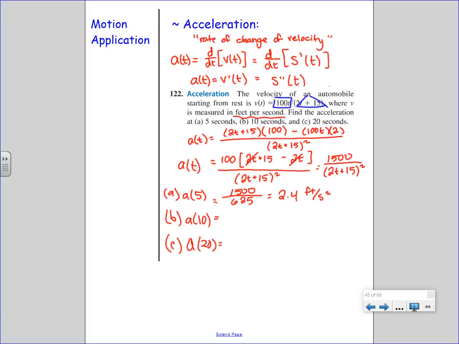If I was to plug in 10, I would have 1500 over 2 times 10, which is 20, plus 15, that'd be 35 squared. What did you guys get when you plugged in? 60 over 49, or 1.22 feet per second squared. And last but not least, 1500 all over 2 times 20 is 40 plus 15 is 55 squared, which would end up being 0.496 feet per second squared.